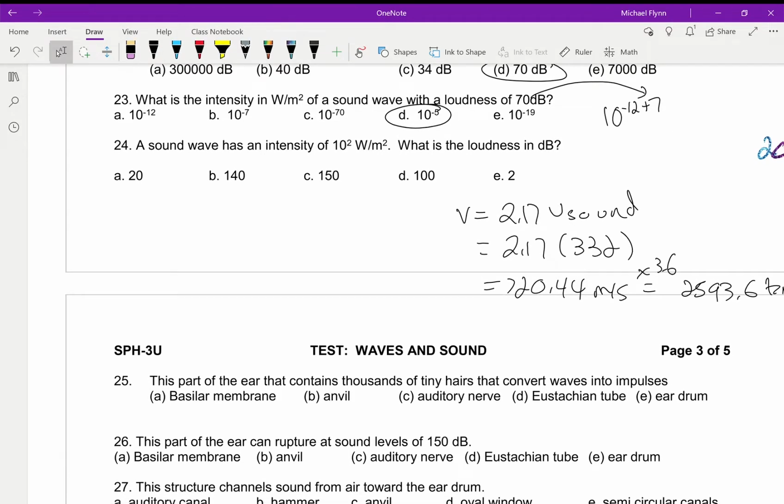A sound wave has an intensity of 10 to the power of 2 watts per square meter. So that is 14 powers of 10 higher than, see, if it's 10 to the negative 12, I would have to add 14 to make it 10 to the positive 2. Okay, so then times 10, and I get 140 decibels.